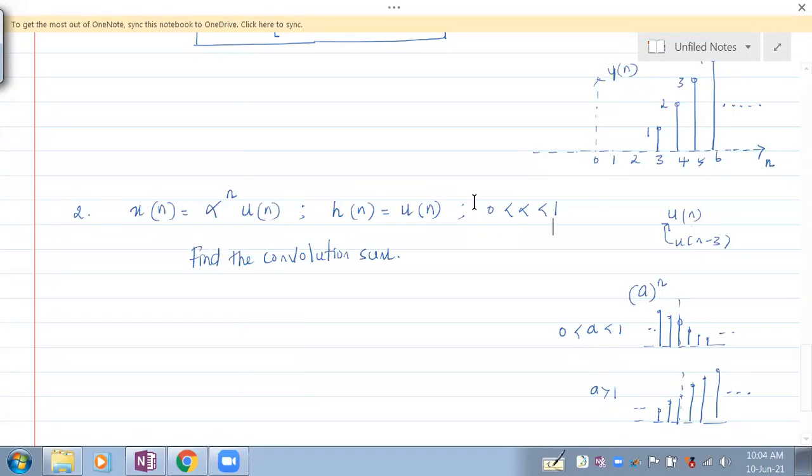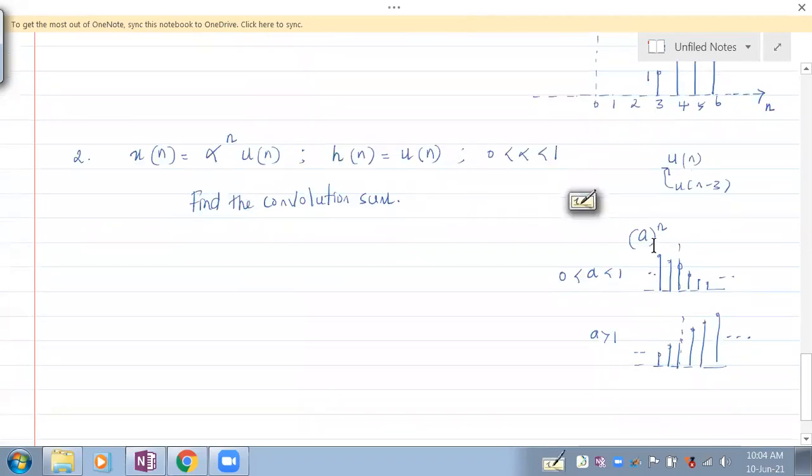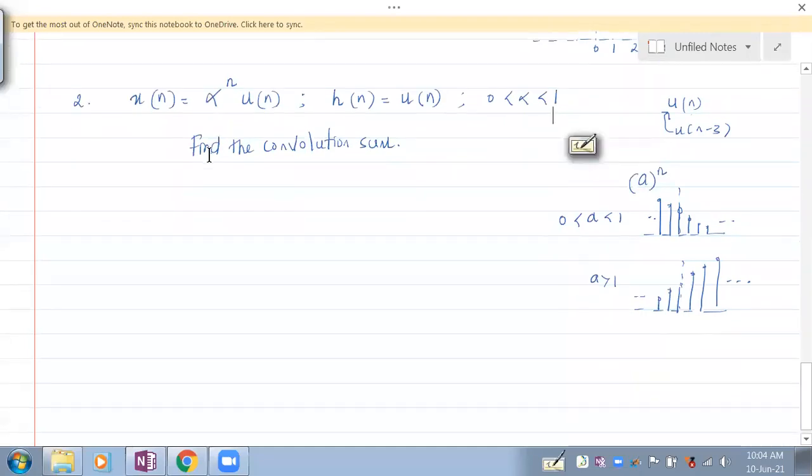This is also given. Okay, so this is alpha power n u of n, right? In this alpha power n u of n, alpha is greater than 0 and less than 1. That means this alpha power n u of n is a decaying exponential. So in place of a, they have just given us alpha. That's it. They can even give a, not at all a problem. Fine. So let's go and take this simple problem.